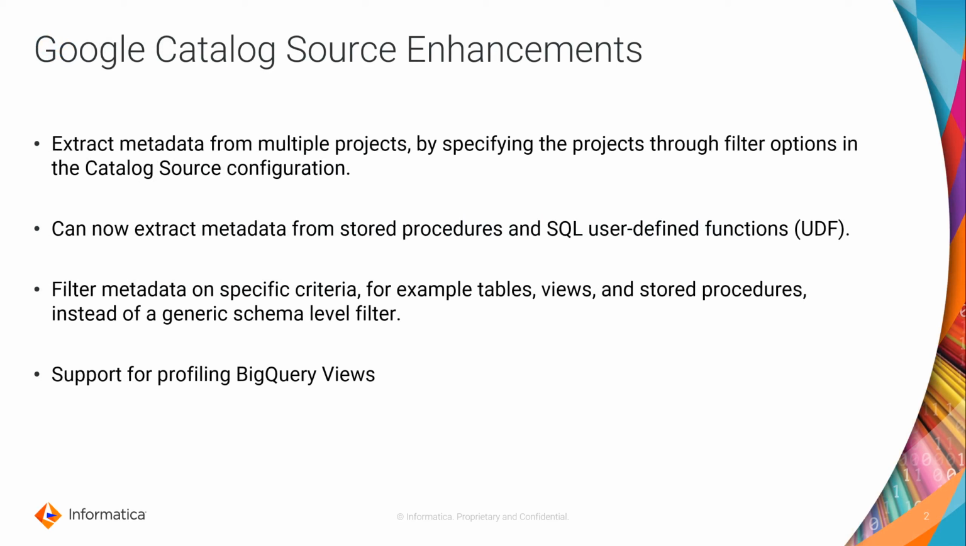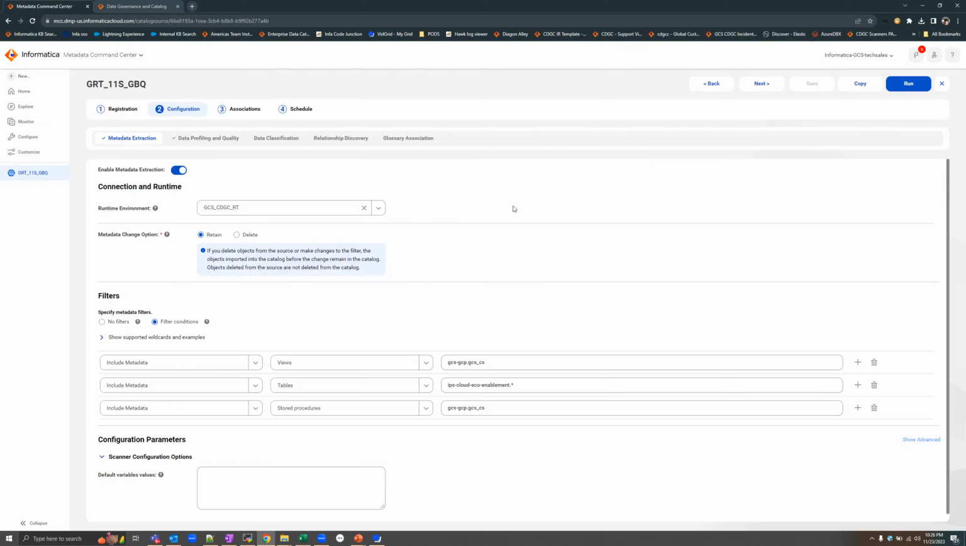Through the November release, users will now be able to extract metadata from multiple BigQuery projects by specifying the projects through the filter options in the Catalog Source configuration. So, in the Metadata Command Center, under the configuration page and under the filters property, you can now provide the include metadata or exclude metadata filters, and to include different projects, you provide the project name as a filter over here.